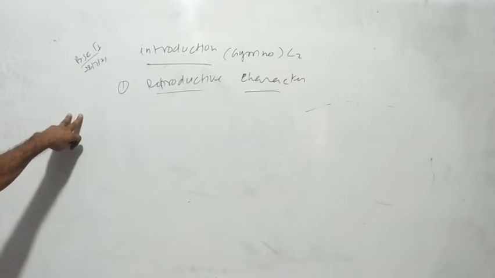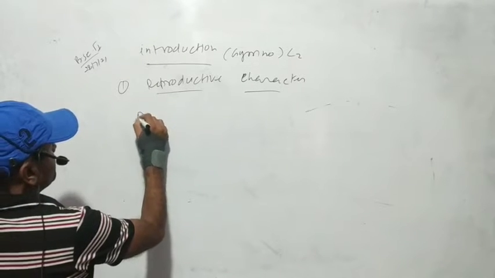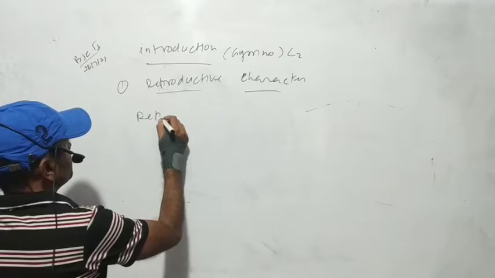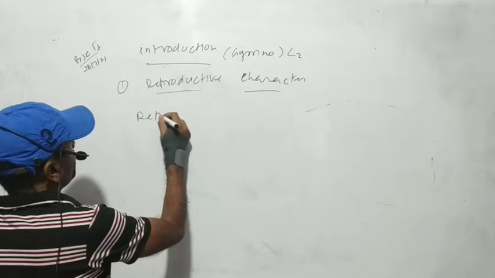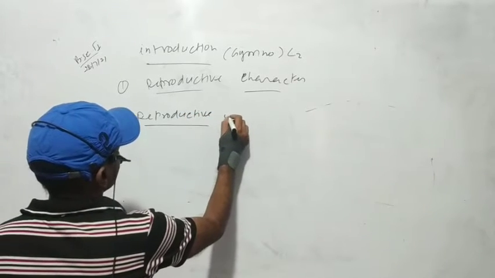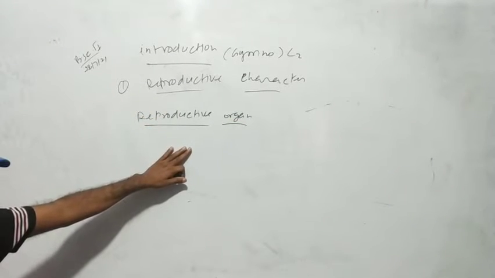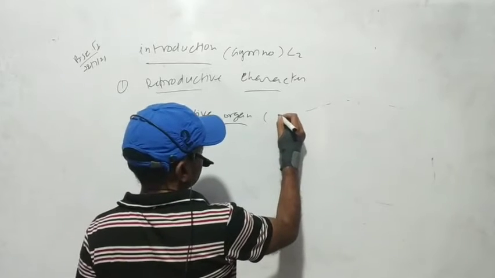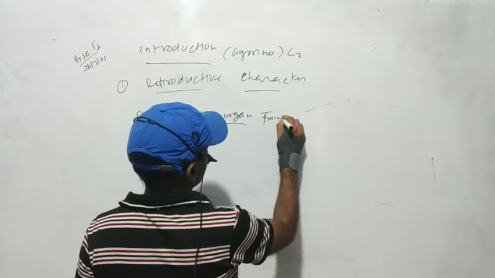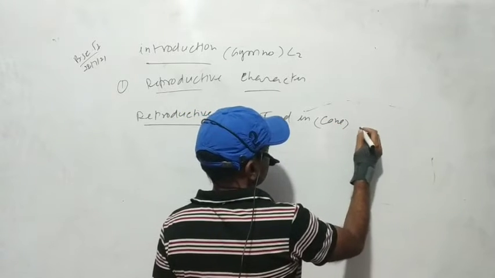So here first is the reproductive, just for your memory. Where is the reproductive organ found? Reproductive organ, where is it always found? The reproductive organ is found in a cone.